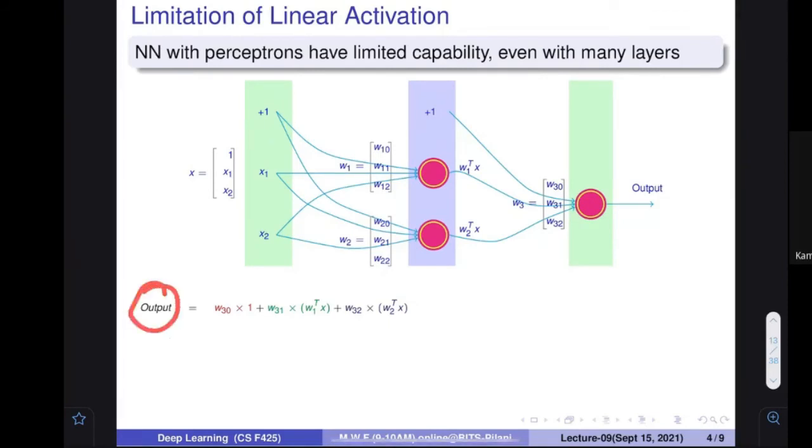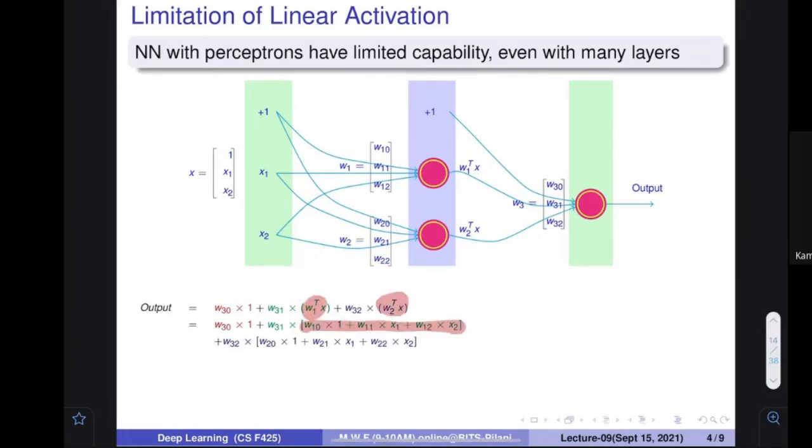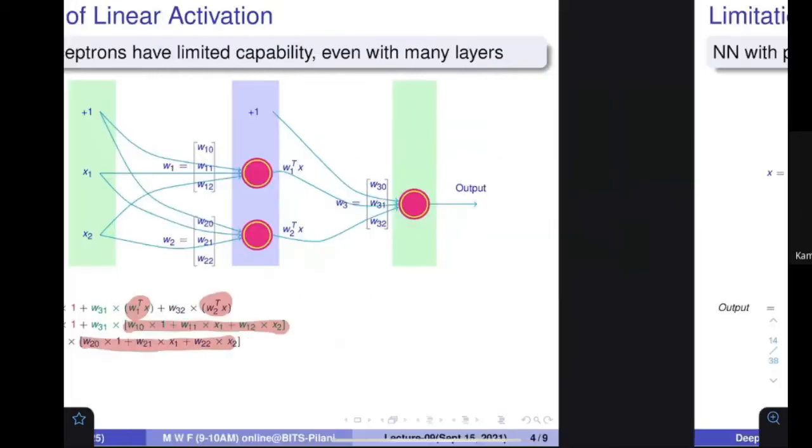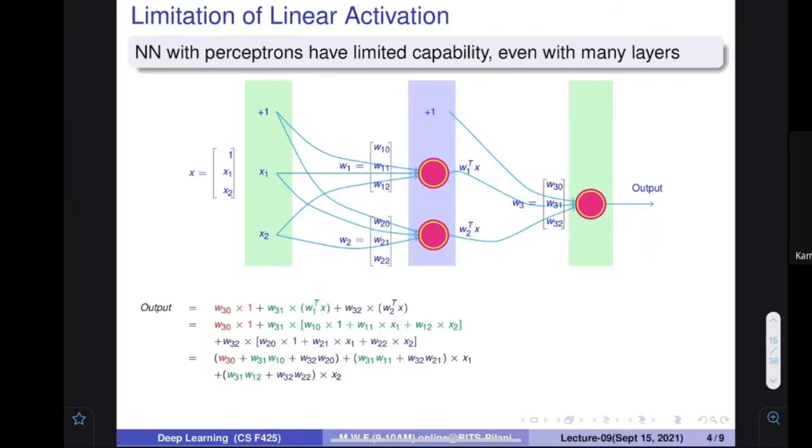Output is equal to W30 multiplied by 1, plus this weight multiplied by this quantity, plus this weight multiplied by this quantity. And we know what this value is; it is not very alien to us. This value is 1 multiplied by W10, plus x1 multiplied by W11, plus x2 multiplied by W12. So let me put the exact equation at this particular place, and here also. Let me further simplify it.